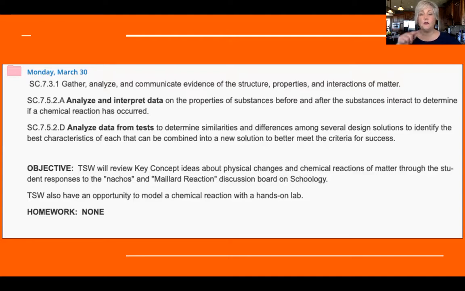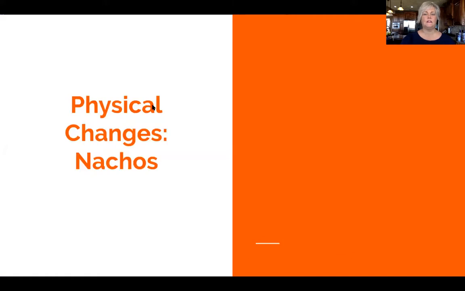If you look at the very bottom, it says the student will also have an opportunity to model a chemical reaction with a hands-on lab. And I want to do this a lot. I want to see if I can find a lot of household items that you guys can do some hands-on labs with. And then I think that'll really help you guys understand the whole idea behind chemical reactions, okay? Plus, it's a little bit more fun than just watching a video of me do everything. No homework today, though, okay? All right, so let's go ahead and get started.